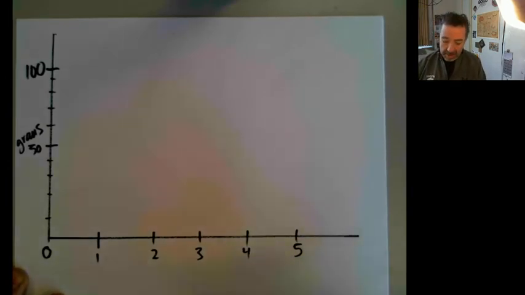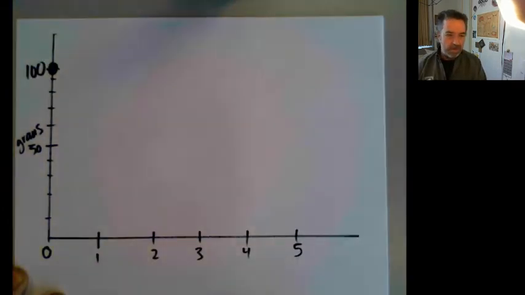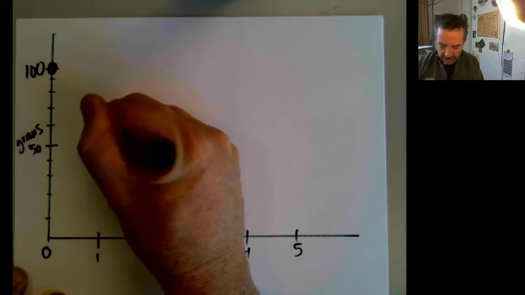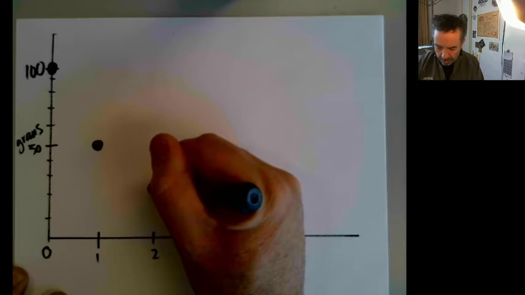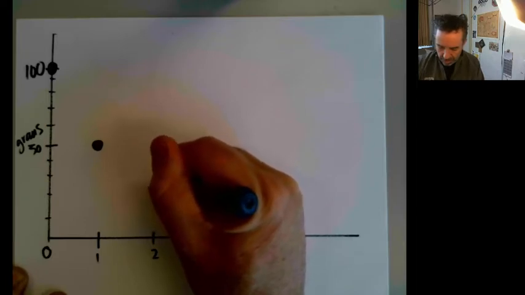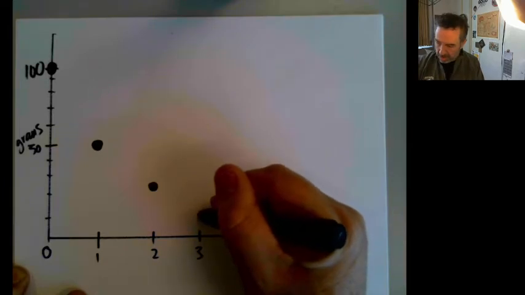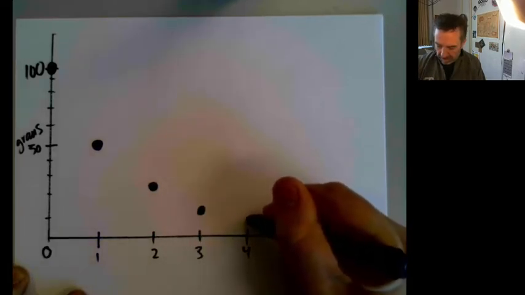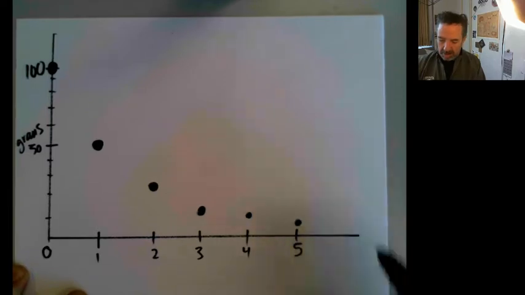But at time 0, we expect to have 100 grams in this organism. After 1 half-life, we would expect that to be 50. After 2 half-lives, we're looking for about 25, in between 20 and 30. And then 12.5, then 6.25, so you get the idea.